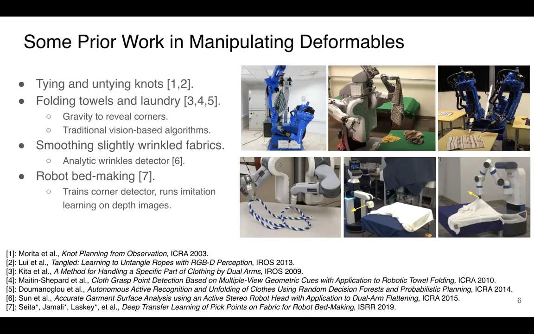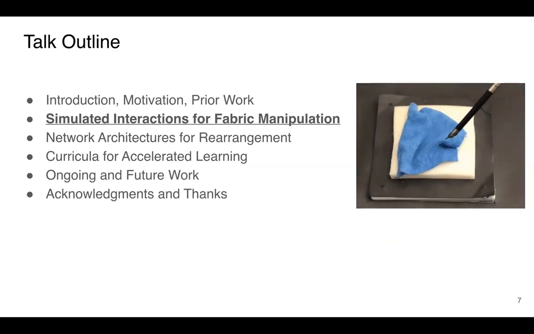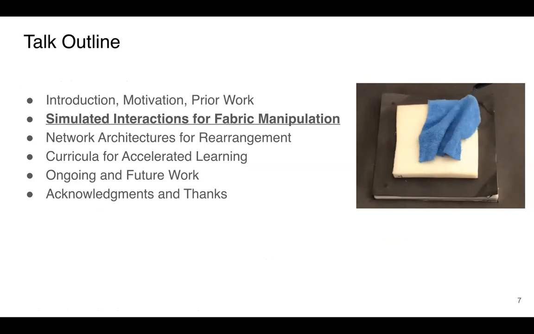Over the last few years, the robotics community has adopted many of the end-to-end deep learning techniques that have become pervasive throughout modern AI. And as one of the first steps in this process for deformable manipulation, we worked on a paper for robot bed making where we train a deep neural network end-to-end from high-dimensional depth images to determine the corner of the blanket where the robot picks. So that work served as a good prologue toward what came next when we discuss simulated interaction for fabric manipulation.